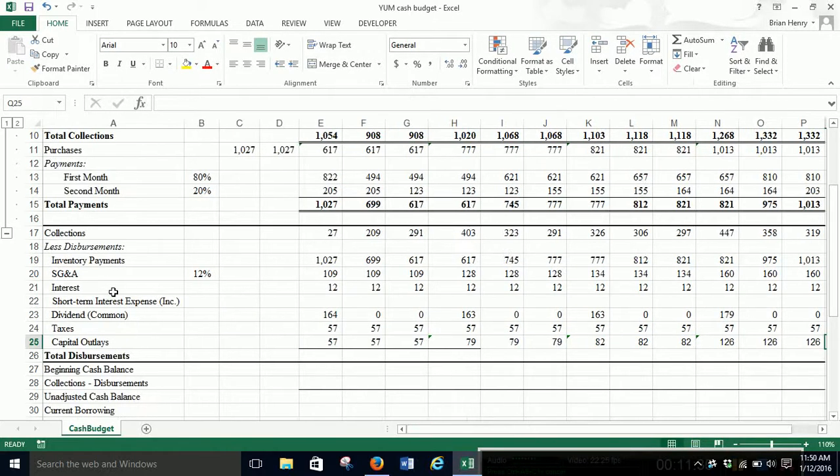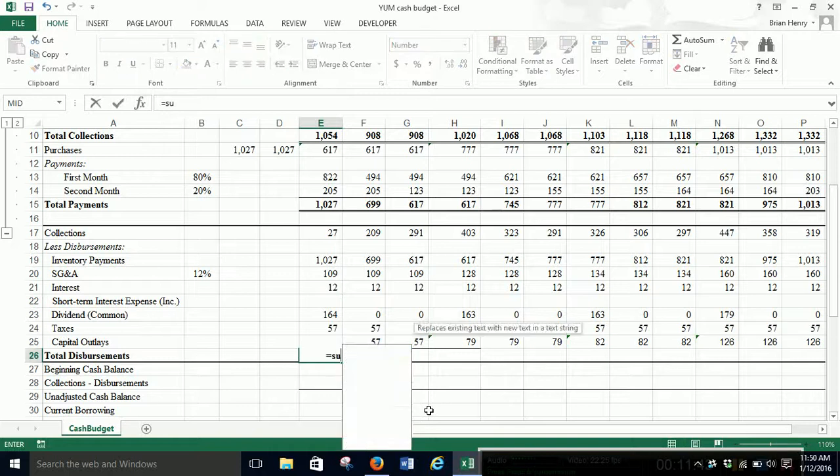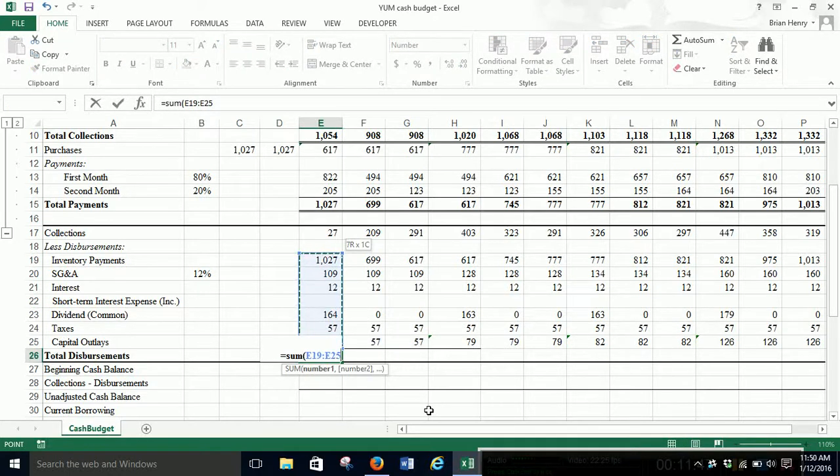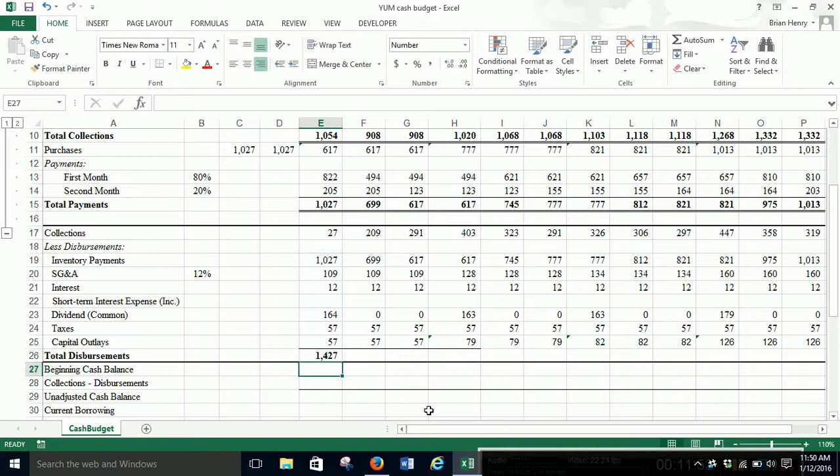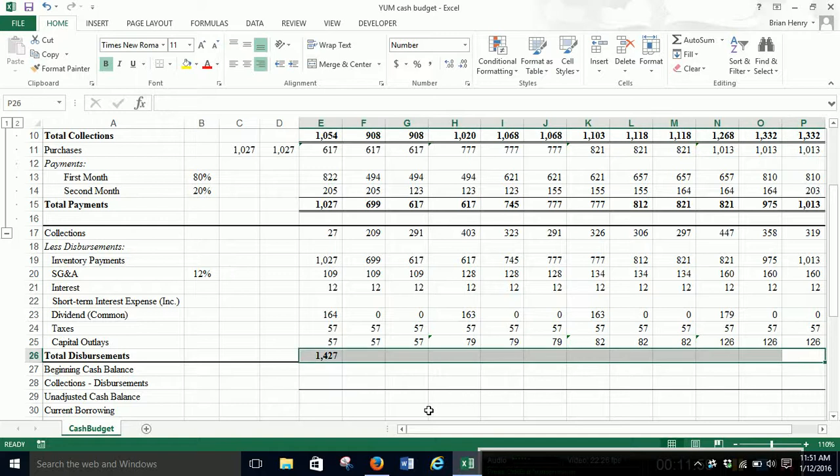Like I said, we'll come back up. This is going to be calculated from below, so we're going to wire this in here in a second. But for now, we're just going to then sum all of these. Okay. These are all of our disbursements. So this is all the cash out. Control shift down, Control R. All right. And so there's all our disbursements.